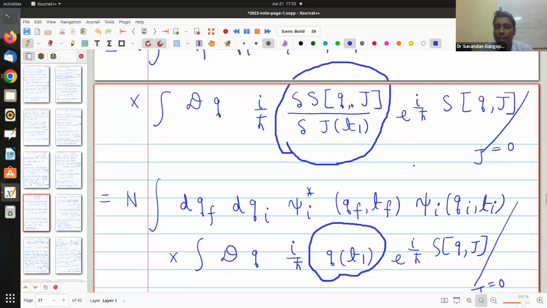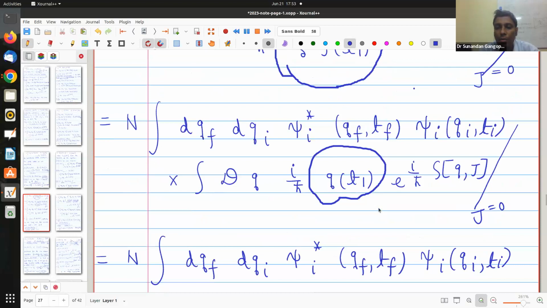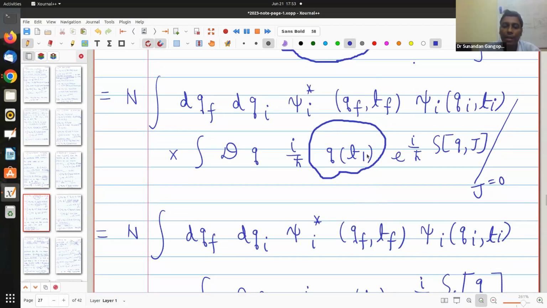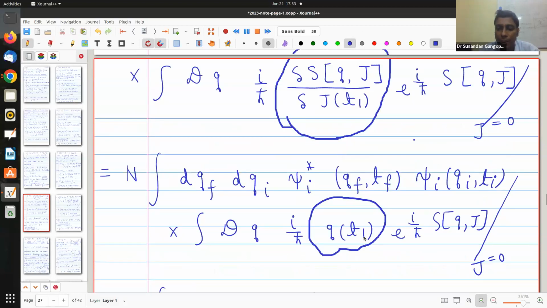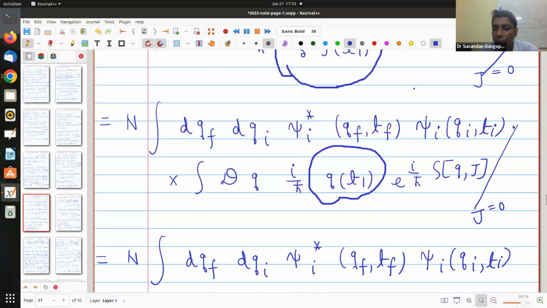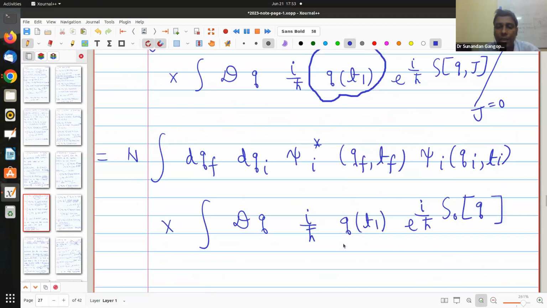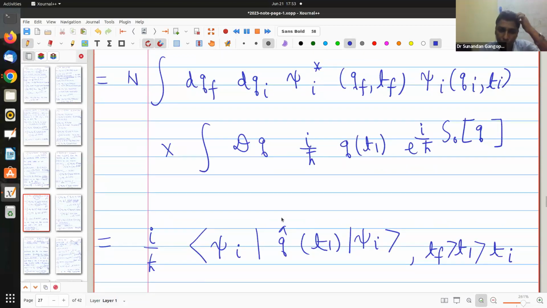So I'm replacing this by this. We can easily prove why this is equal to this. If you get stuck, I can clarify this point later. So the result of this is basically equal to this. And now, after completing the functional differentiation, we have to set j equal to 0. And if we set j equal to 0, this is the expression that we will land up with.